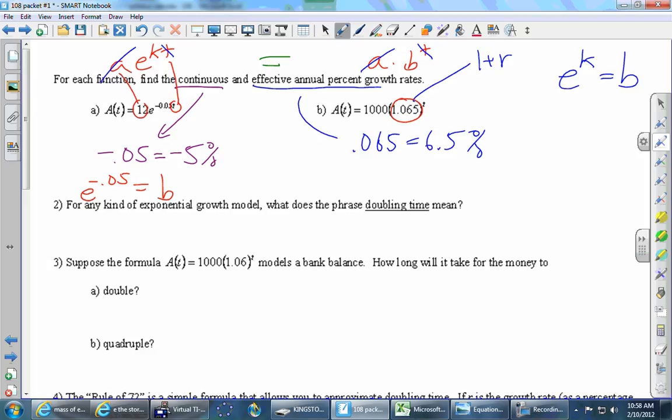I have K. It's this negative 0.05. So how much is B? It's E to the negative 0.05. So this is just a matter of typing that into the calculator. Can somebody do that for us? Thank you. So E to the minus 0.05, 0.9512.